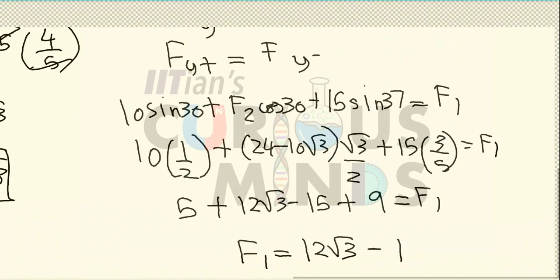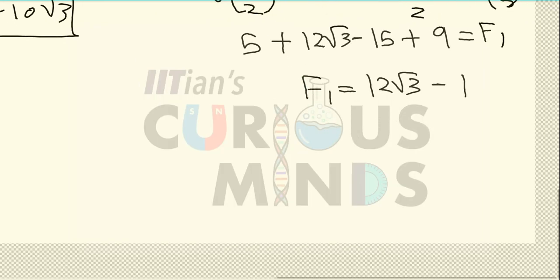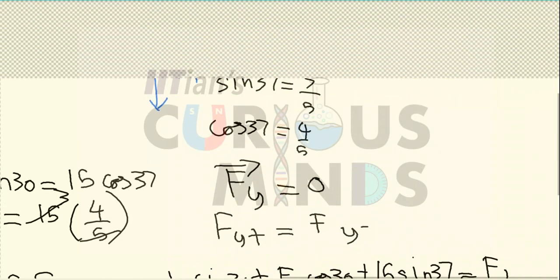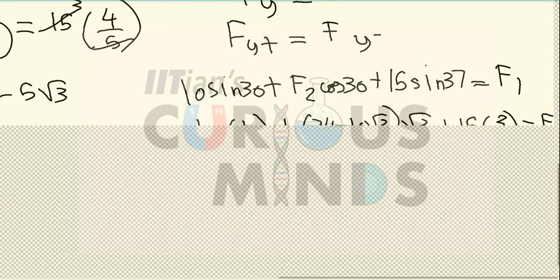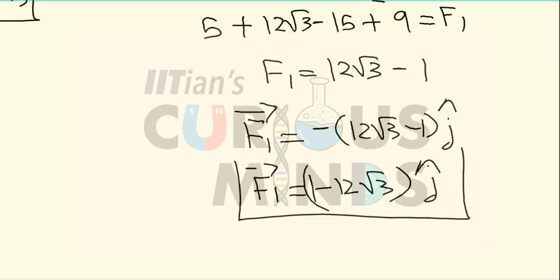Okay, now if you see over here, we have to express it in the unit vector form. So let me first express F1 in unit vector form. F1 vector will be equal to negative of 12 root 3 minus 1 j cap. Why negative? You can clearly see from the diagram, the F1 vector is in the vertically downward direction, or the negative y-axis. Okay, so that is why this is equal to negative. I can also express this as F1 is equal to negative 12 root 3 into j cap. When I multiply the whole equation by minus 1, this is the unit vector of F1.